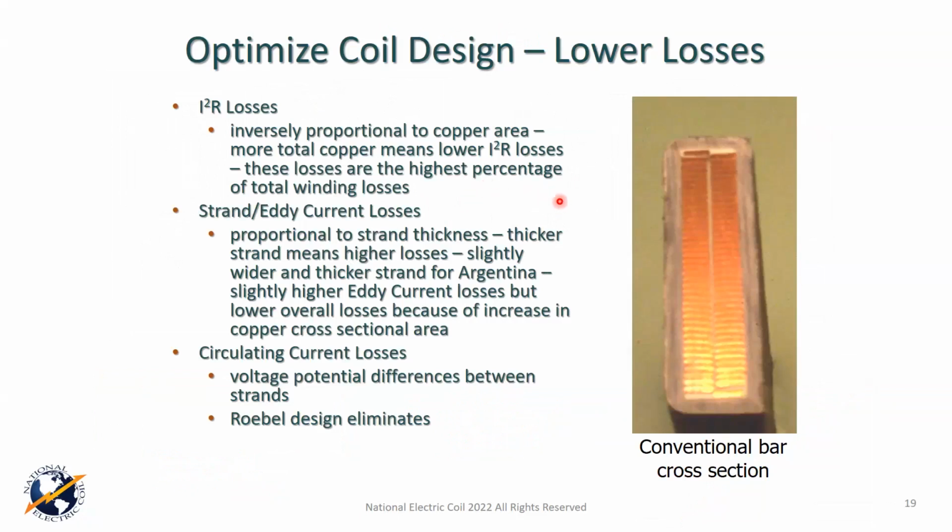All right, we talked about lowering the losses a little bit, and there are three primary losses that you see in the coils themselves. There's the I²R losses, the strand or the eddy current losses, and then the circulating current losses I talked about a minute ago. If we look at a conventional bar, and this is a Roebel bar, the strand is not in the middle, but you can see there's heavy insulation under it, noting that it would be transposing over on the bottom and the top. If we can find a way to put more copper inside of here, we're going to be able to decrease the I²R losses, because the quantity of copper is inversely proportional to the losses. So the more copper you add, the lower it is.